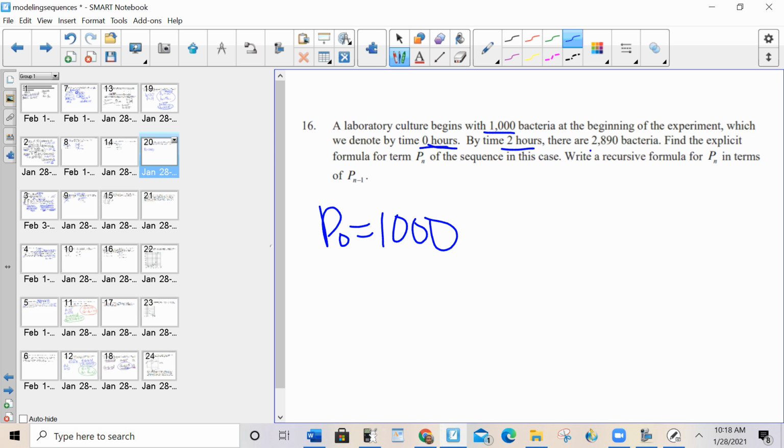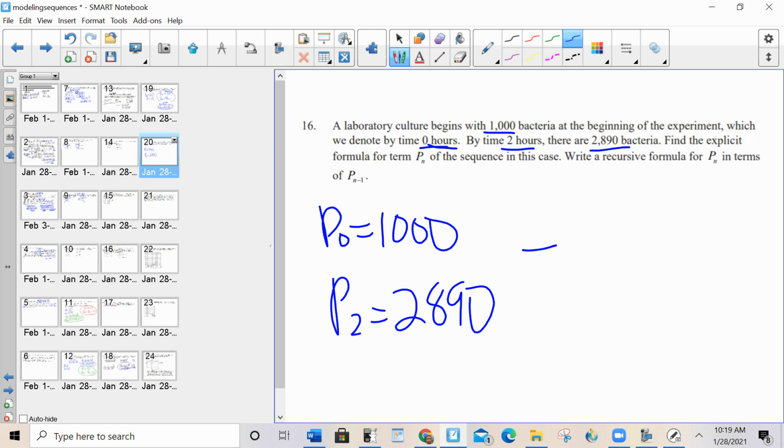By time 2 hours, there are 2,890 bacteria. So P2 is 2890. Find the explicit formula for Pn of the sequence, and write a recursive formula. So this one's got another little twist.